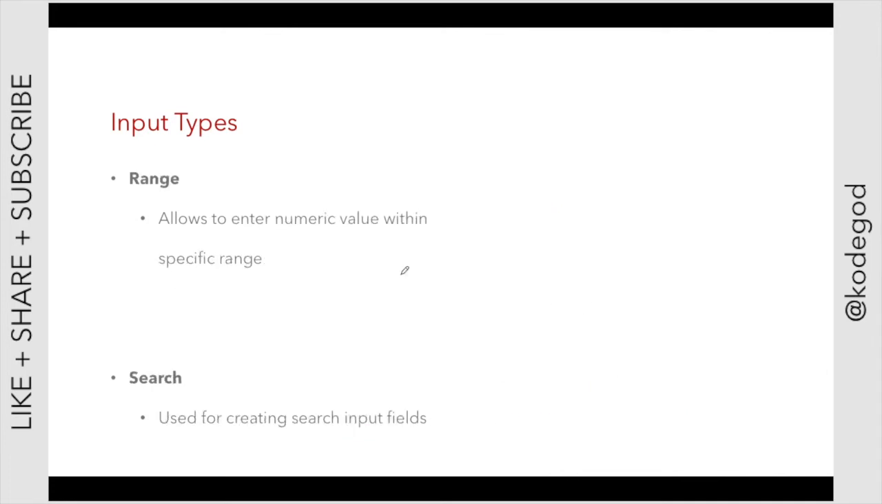Then we have the range input type. It basically allows you to enter a numerical value in the specified range, but it will show you a drag control like this, and we have seen an example of this, and you can use the same attributes as the number input type.